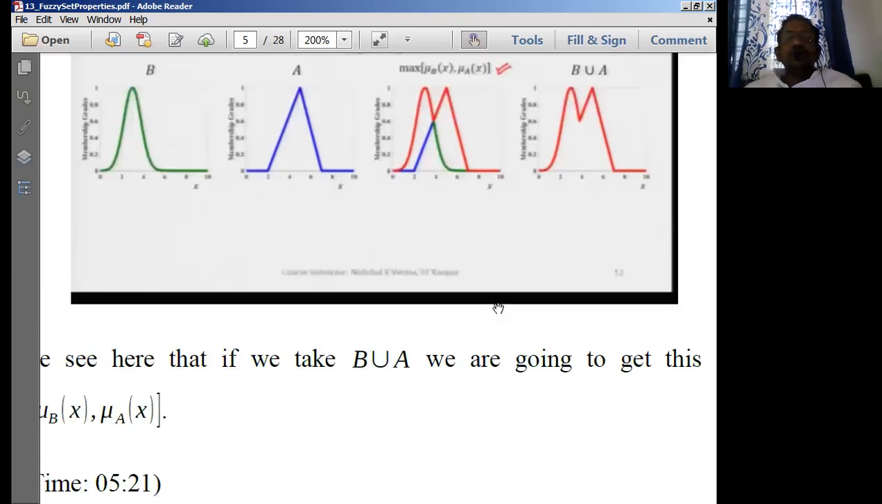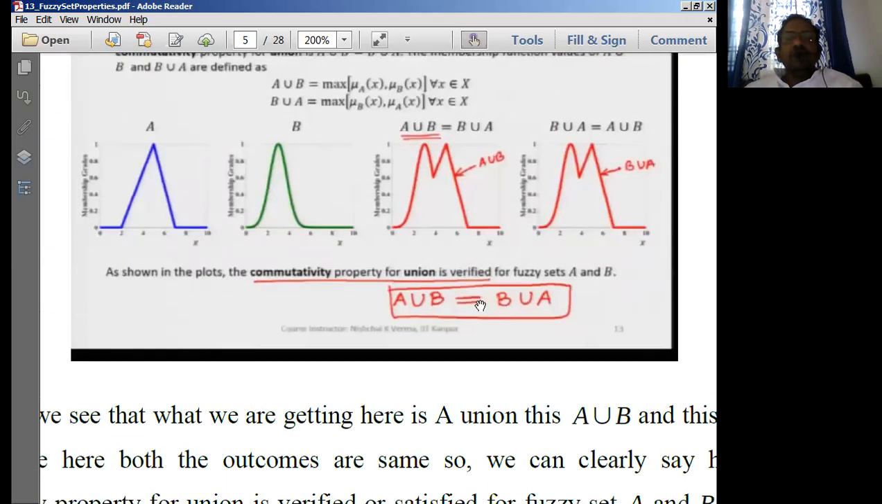So from these two relationships, we can say A union B is something like this, and B union A we got something like this. With this, we can say A union B becomes equal to B union A. So hence we prove that it satisfies the commutative property. The fuzzy sets satisfy the commutative property, just like the classical sets.